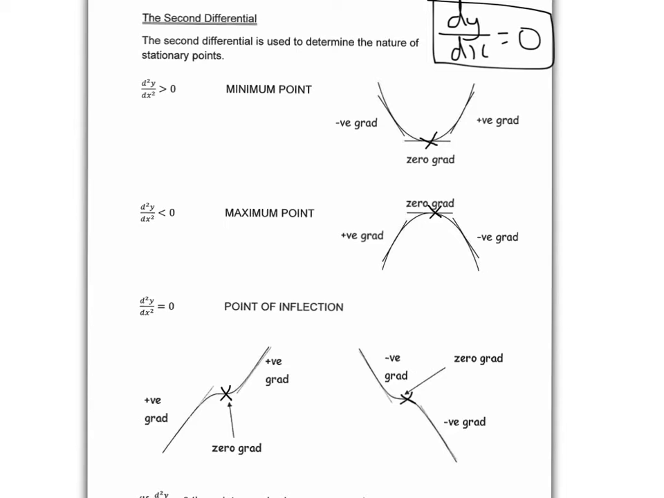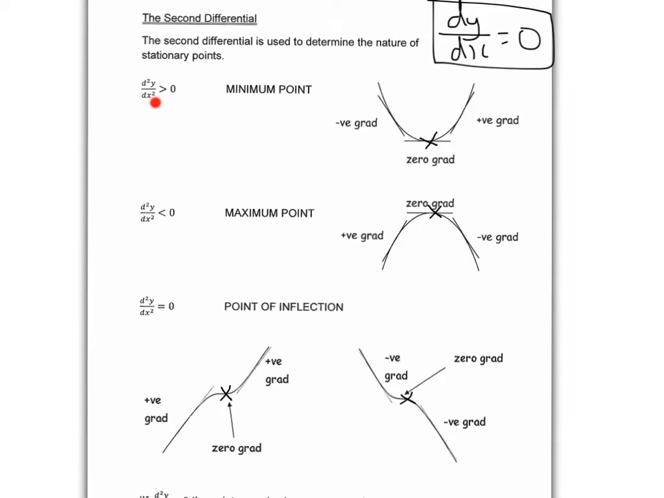If you worked out that dy/dx is 0, and you then plug your x value into d²y/dx², then if you get a value bigger than 0, you're talking about a minimum. If you get a value of d²y/dx² which is less than 0, you're talking about a maximum. And if d²y/dx² is 0, you don't really know anything at all. Now, this is maybe slightly misleading, but it's clarified underneath. If d²y/dx² is 0, it might actually still be a maximum, a minimum, or a point of inflection. So we've got to think very carefully here.